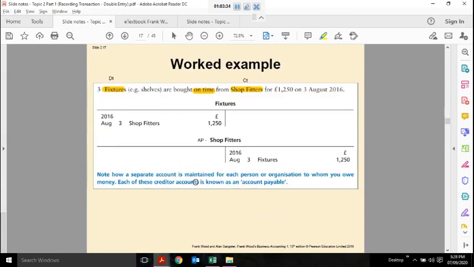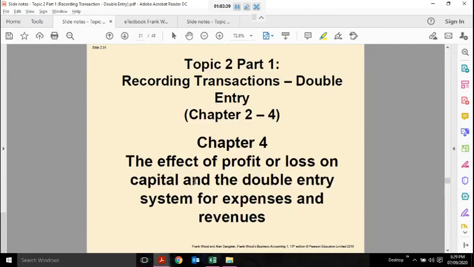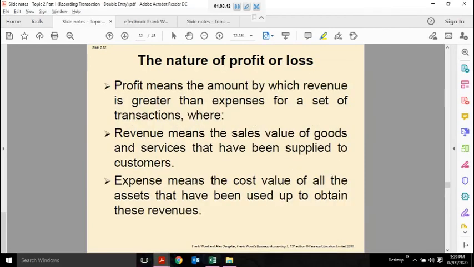By nature, profit means the amount by which revenue is greater than the expenses for a set of transactions. Usually when we want to do business, we want to have profit. Profit is the amount that you earn whenever you sell your items, products or services for more than the purchase price. Let's say I buy a laptop for 200 and I sell it at 500. So my profit will be 300.